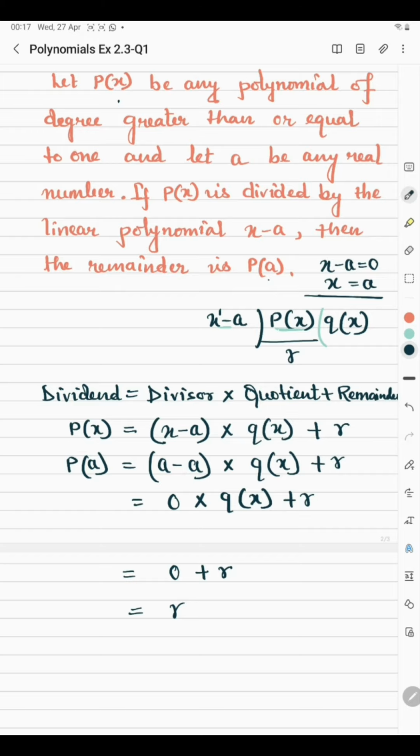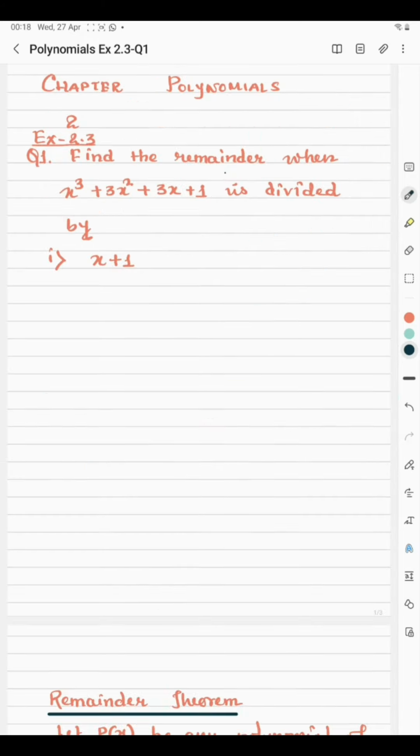Now let us solve those questions. Now in the first part we have x cube plus 3x square plus 3x plus 1 divided by x plus 1. So we'll be solving by the remainder theorem. And according to the remainder theorem, if there is any linear polynomial, we will first find the value of x, and we'll put the value of x over here to get the remainder, okay.